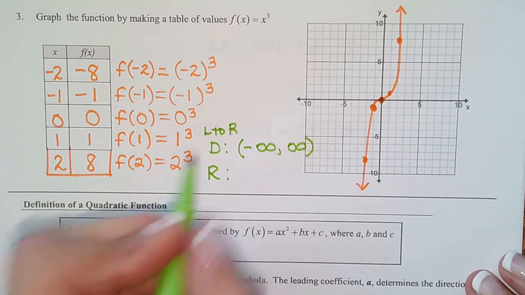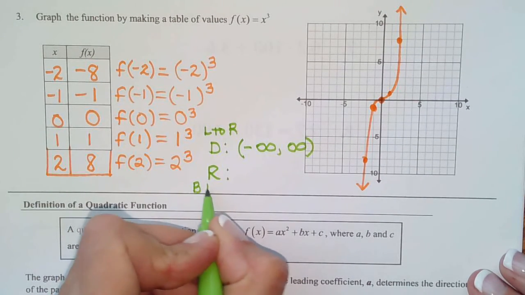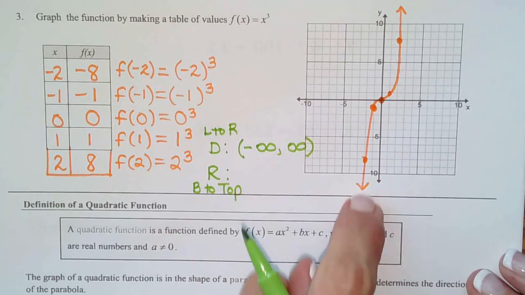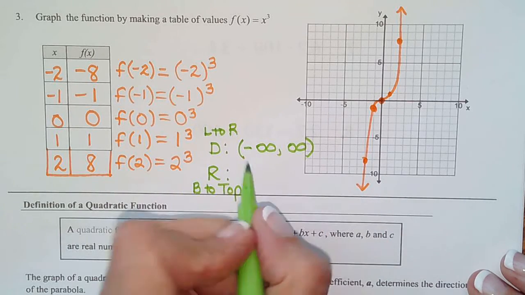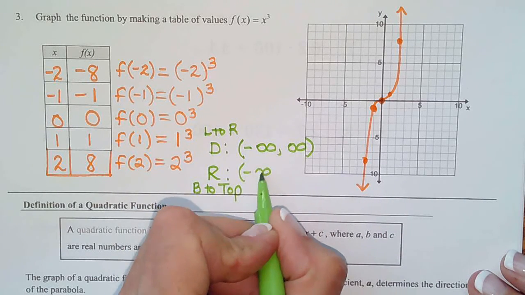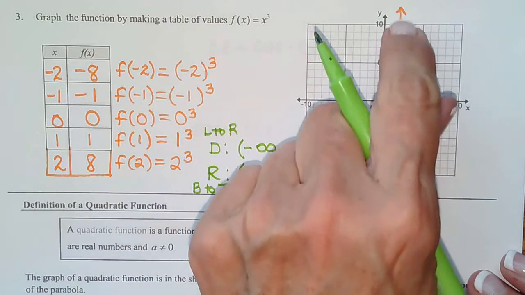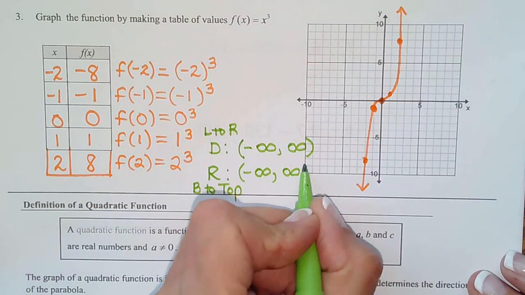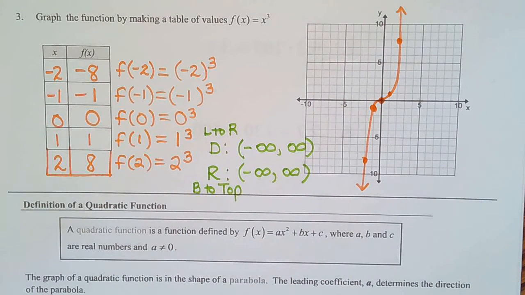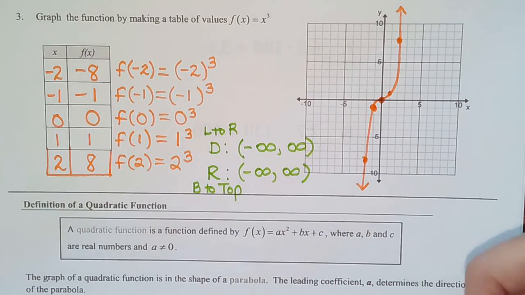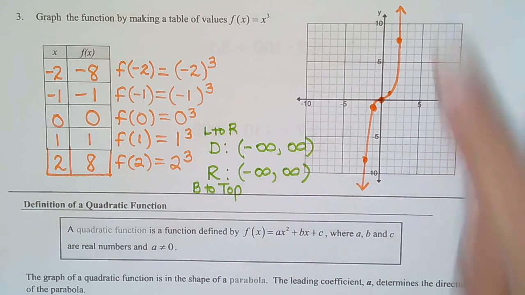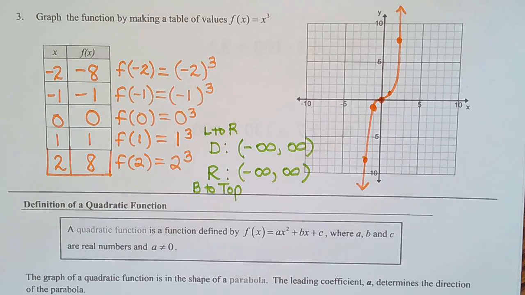And then range is bottom to top. So what's the lowest y value? Boom, down there at negative infinity again. What's the highest y value? Boom, look at that arrow going up. That would be positive infinity. So the cubic is kind of the easiest one because both its domain and range are left forever, right forever, down forever, and up forever. Gotta love the cubics, right?